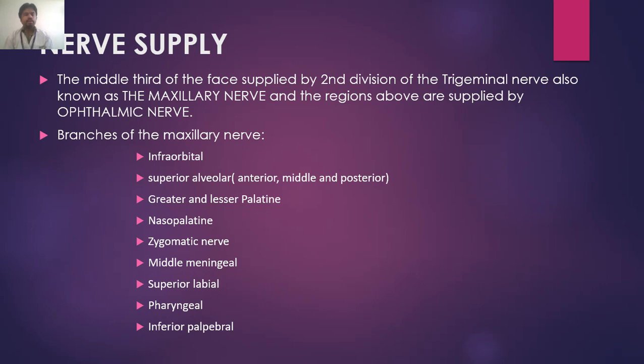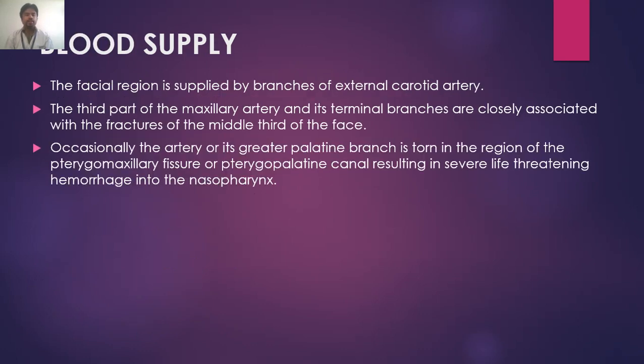Now nerve supply. The middle third of the face is supplied by the second division of the trigeminal nerve, also known as the maxillary nerve, and the regions above are supplied by the ophthalmic nerve, which is the first division of the trigeminal nerve. Branches of the maxillary nerve are infraorbital, superior alveolar, greater and lesser palatine, nasopalatine, zygomatic nerve, middle meningeal, supralabial, pharyngeal, inferior palpebral. Blood supply. The facial region is supplied by the branches of the external carotid artery.